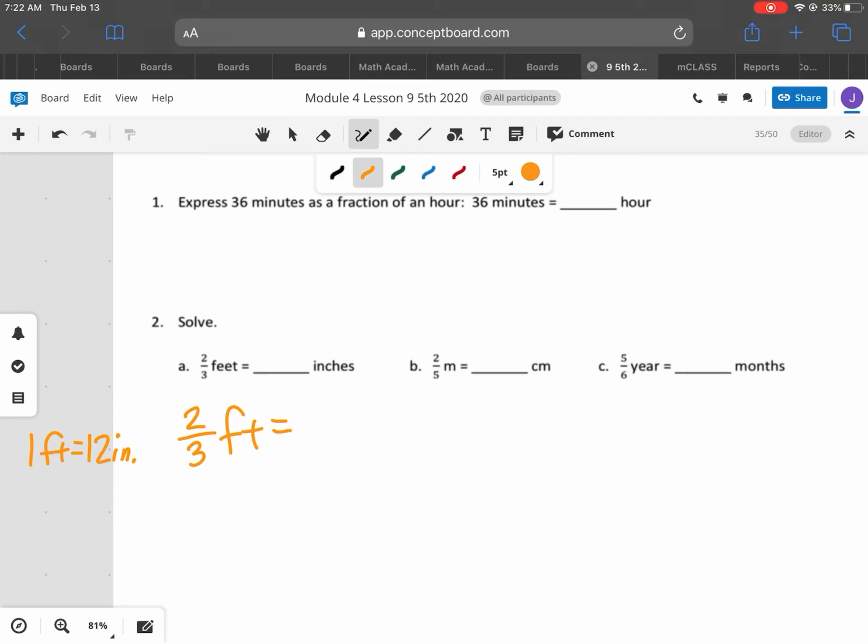Now, if you know that 1 foot is equal to 12 inches, is our answer going to be greater than or less than for 2/3 of a foot? If you said less than, then you're correct. So we know our answer is going to be less than 12. Okay? Because 2/3 is less than the whole.